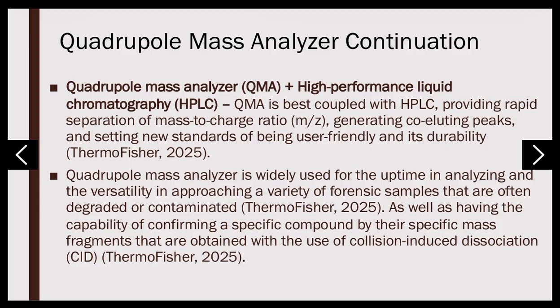Quadrupole mass analyzer continuation. Quadrupole mass analyzer (QMA) coupled with high performance liquid chromatography (HPLC). QMA is best coupled with HPLC, providing rapid separation by mass-to-charge ratio, m/z, generating convoluting peaks and setting new standards of being user friendly and durable. The quadrupole mass analyzer is widely used for its uptime in analyzing and its versatility in approaching a variety of forensic samples that are often degraded or contaminated, as well as having the capability of confirming a specific compound by its specific mass fragments that are obtained with the use of collision-induced dissociation (CID).